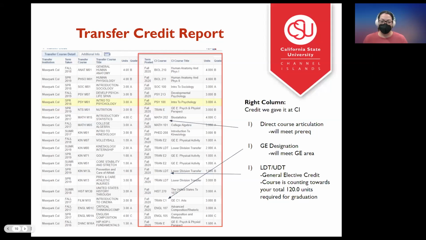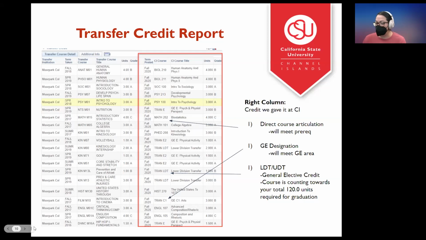And that will be when you see Tran E2, which is GE area E, or you'll see Tran B2, the A through E GE requirements. Or if it doesn't get an articulation or GE requirement, it'll be just general elective credit, and you'll see that as LDT, which is lower division transfer. Just note that all courses in the right-hand column will show the admit term as the term posted. That doesn't mean we think you took it that term, it's just your admit term.